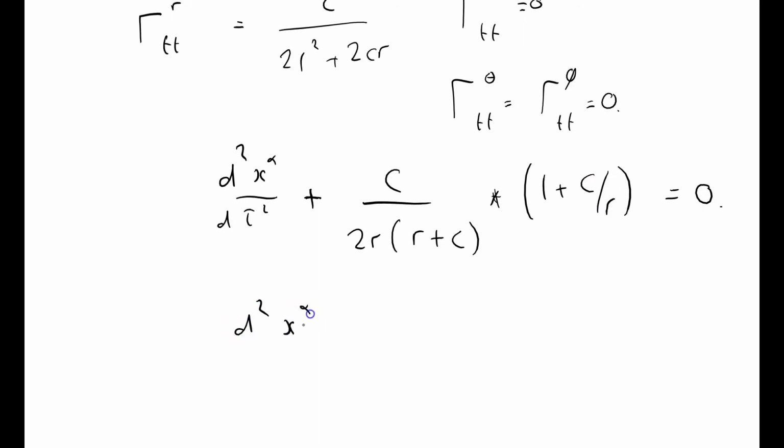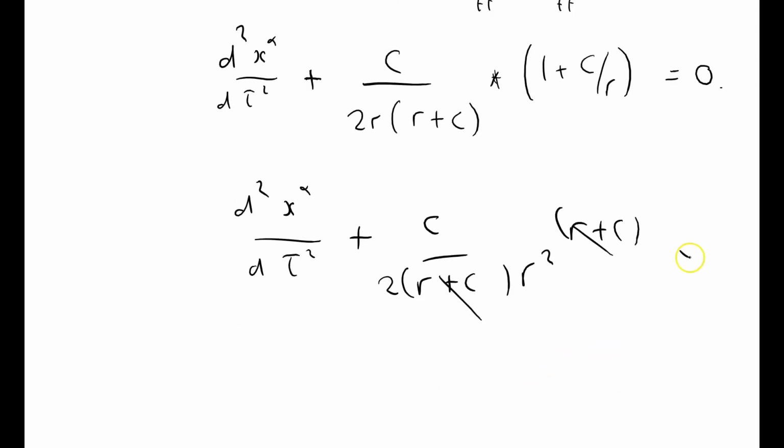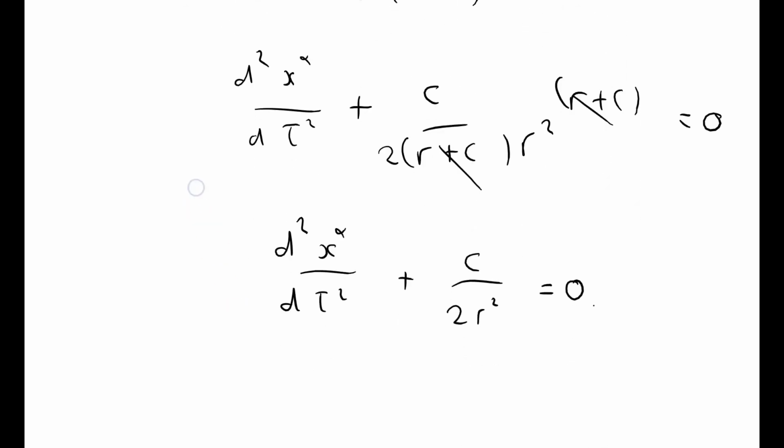So that's d2x alpha by d tau squared plus c. I'm going to multiply. I'm going to have an r plus c there. I've got 2 there, I'm going to cancel that one there. I'm going to divide that by r. I've got an r there, that's going to be an r squared. That's an r plus c, and that's going to cancel. Equals 0. Not particularly edifying cancellation there. Hey ho, but there you go. d2x alpha by d tau squared plus c over 2r squared equals 0. Aha! Now we're getting somewhere.